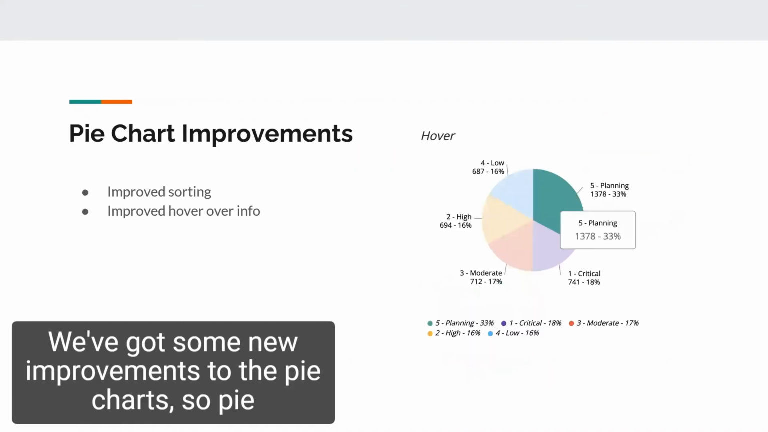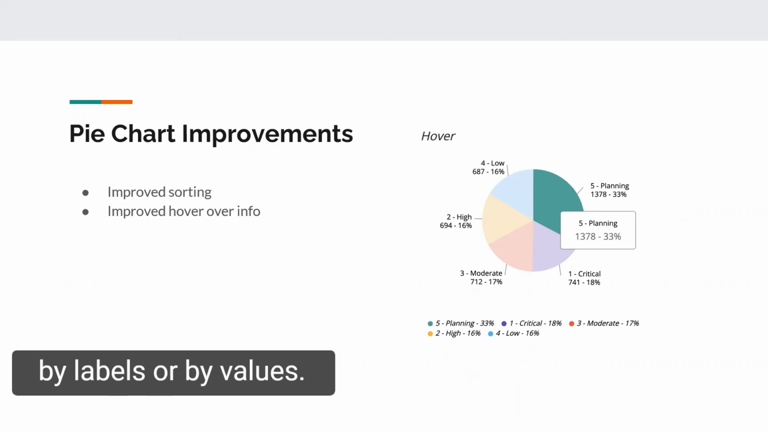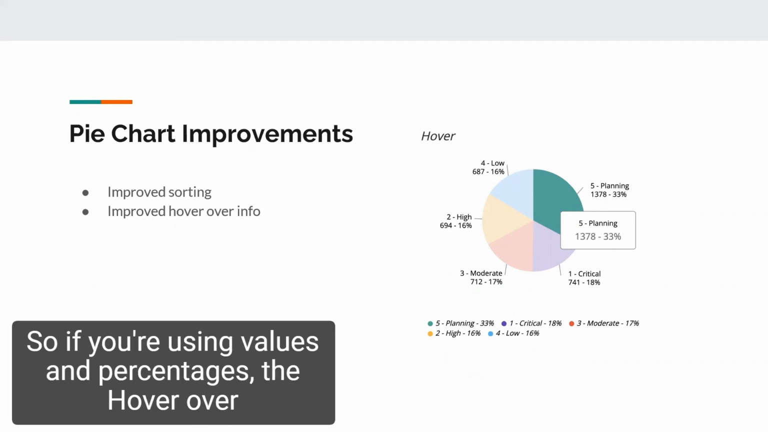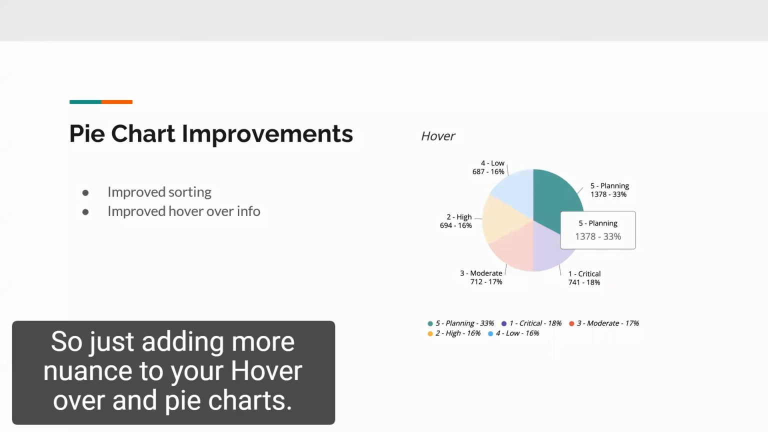We've got some new improvements to the pie charts. Pie charts, again, are included in that better sorting by labels or by values. But we've also taken a shot at making the hover over have a little bit more info. So if you're using values and percentages, the hover over will include both of those as well. So just adding more nuance to your hover over and pie charts.